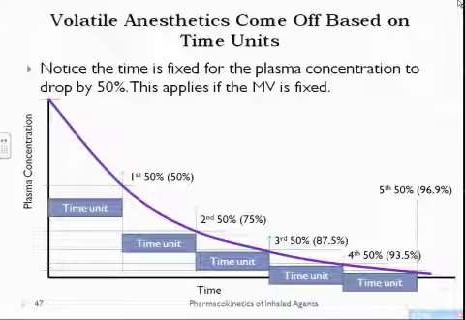And if you do another 50%, now it's going to go from 25 down to 12.5 down to 6.5, and it's going to take another time unit. And by that point, most people are awake. That's where your cutoff tends to be, right about 3 time units away.